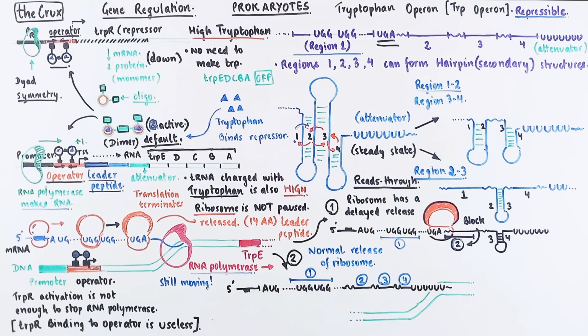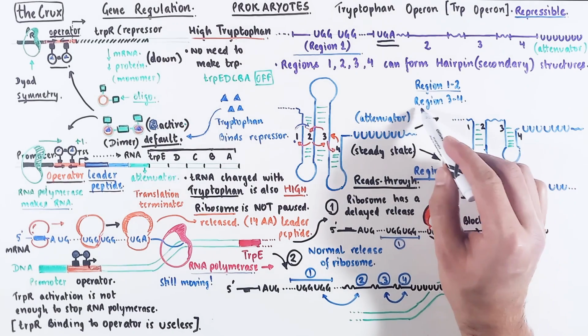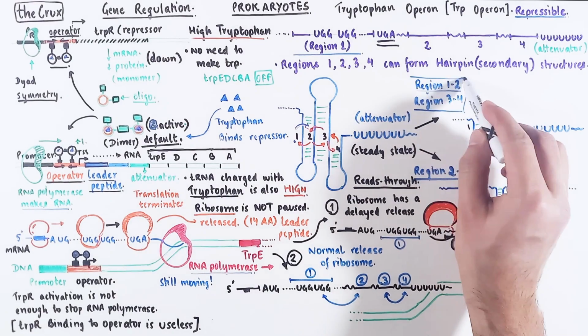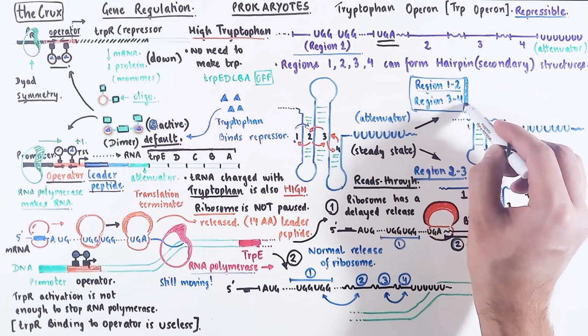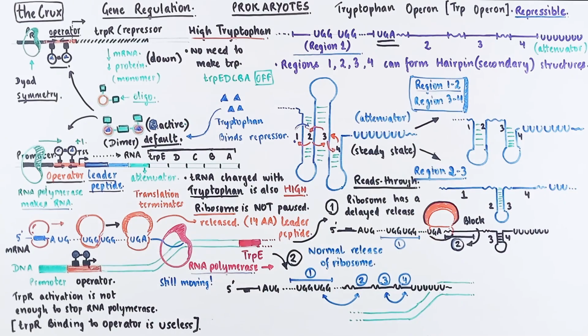In that case, region 1 and 2 are immediately freed up, which means region 1 and 2 can form a hairpin, and regions 3 and 4 can come together to form a hairpin. This is similar to the situation that we saw here. Keep in mind that the association of region 1 and 2, and likewise 3 and 4, occur because 3 and 4 hairpins form first, which leaves no choice for region 2 but to pair with region 1.